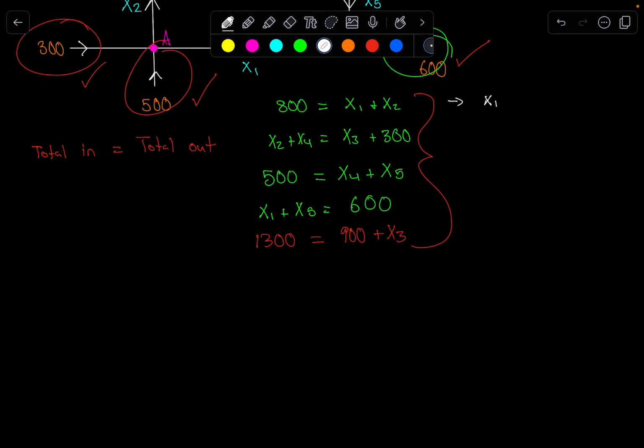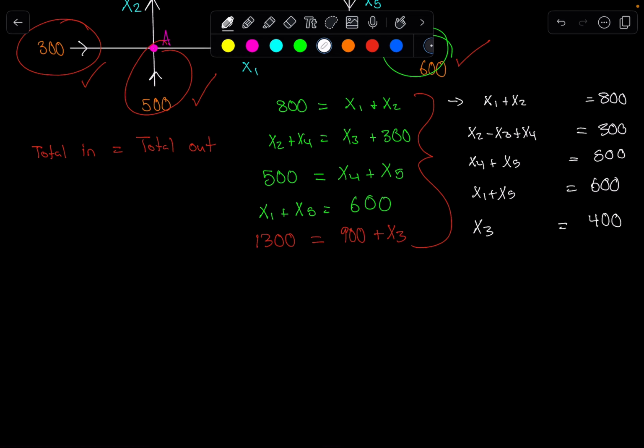So I'm going to write this as x1 plus x2 is equal to 800. This next one I'm going to write as x2 minus x3 plus x4 is equal to 300. This one's going to be x4 plus x5 is equal to 500. We have x1 plus x5 is equal to 600. And last but not least, we have x3 is equal to 400. Okay, great.